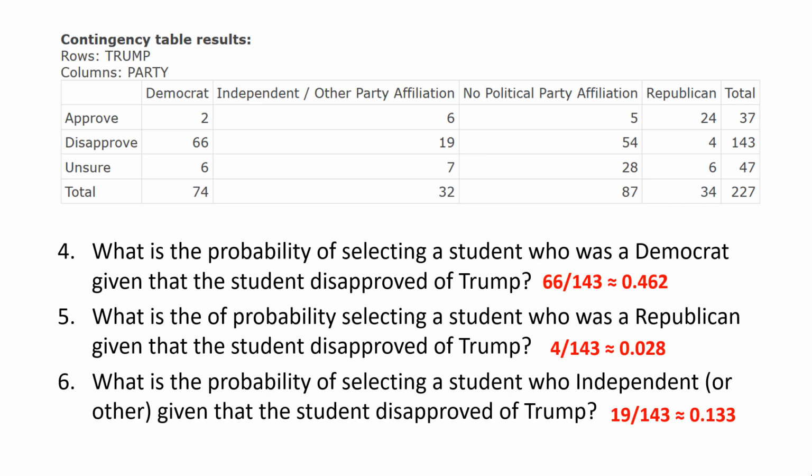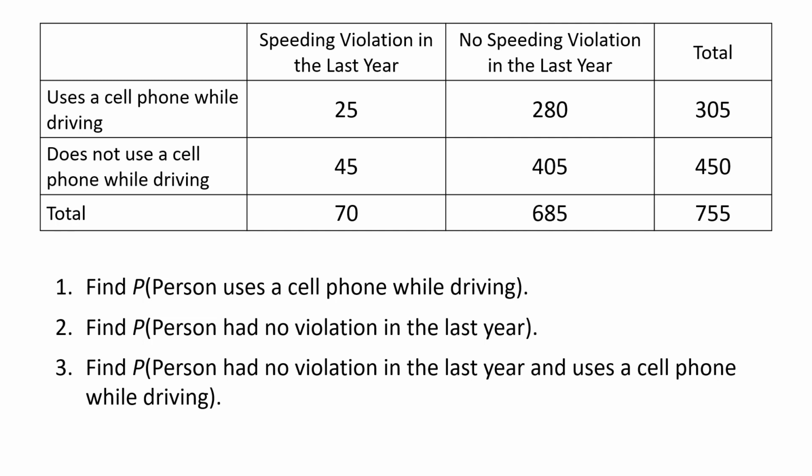Let's look at our last example. This is another contingency table. So the rows are drivers who use their cell phone while driving and those who do not, versus if you got a speeding ticket last year or you did not get a speeding ticket last year. So there was a grand total of 755 people in this survey.